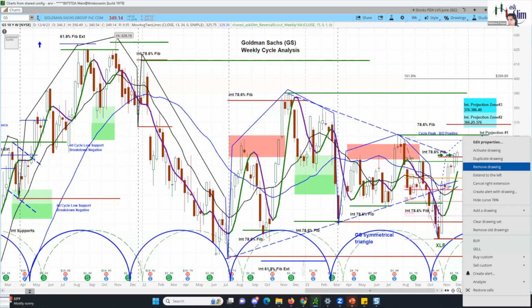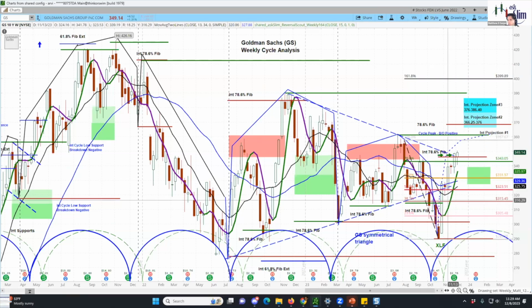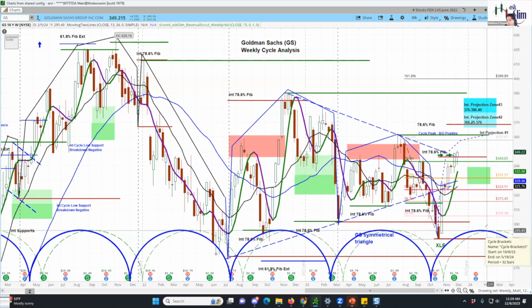I also want to note that my bias is also determined by momentum. So we have our momentum study on here, our reversal scout. That also gave me the indication of a current positive momentum condition, along with the positive cycle structure warning, and the fact that we have a good amount of time left in this rising peaking phase, which could go out for another couple months.